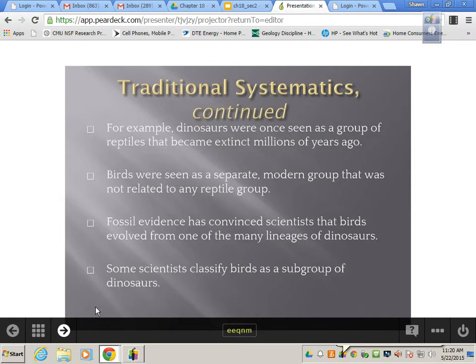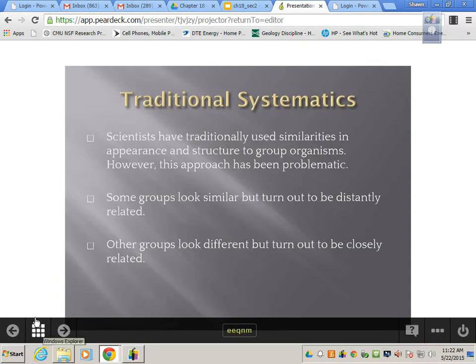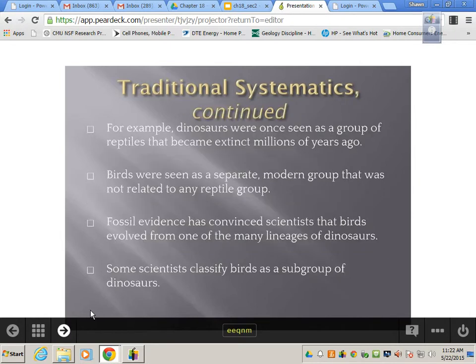So if we look at dinosaurs, they were once seen. What? Hold up. Okay. We're not at a bank. Why are we holding? Hold up. So scientists have traditionally used these similarities. A little bit of allergy today.